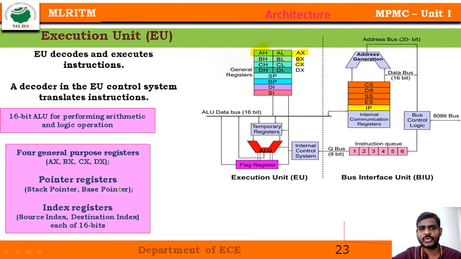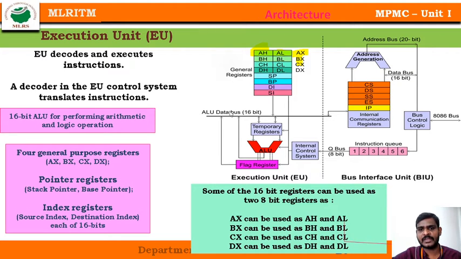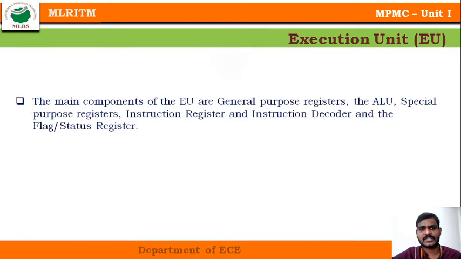It also has 2 pointer registers, stack pointer and base pointer, and index registers, source index and destination index. All these are 16 bits in size. Along with this, as I said, AX can be used as AH and AL, BX as BH and BL. So 8-bit operations can also utilize these 16-bit registers by splitting them into AH, AL, BH, BL, CH, CL, DH and DL. These are some of the functions.